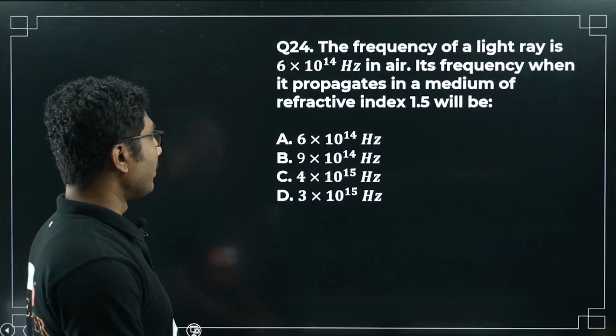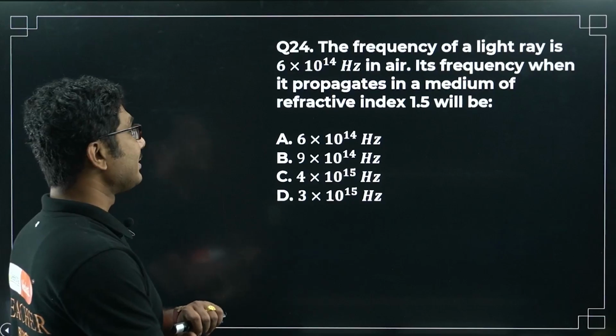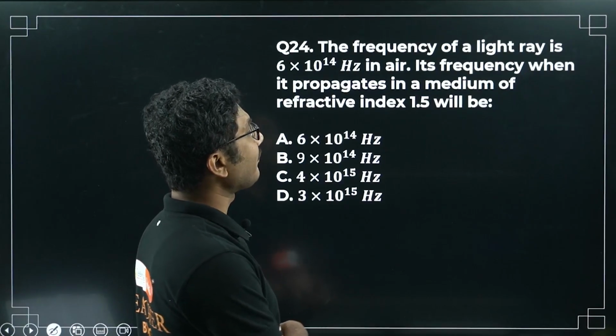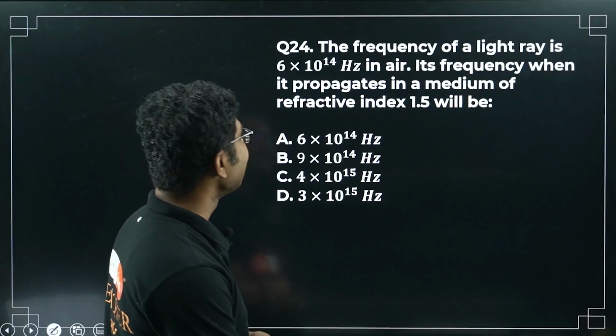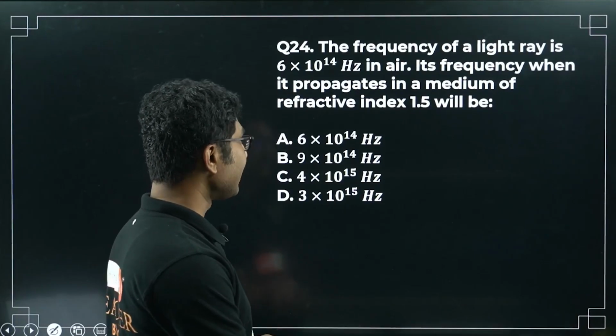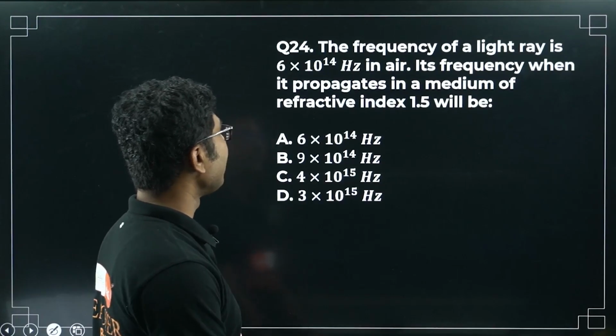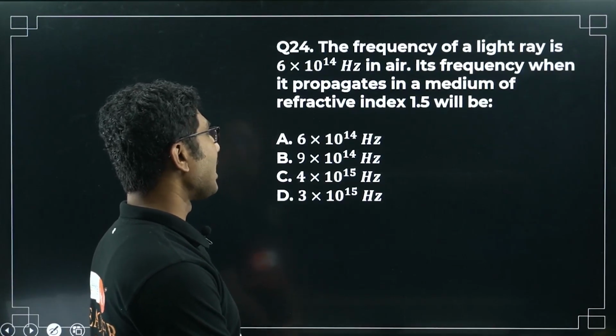Question number 24, another easy question. This question may be very confusing, but it's actually a very easy question. The frequency of a light ray is 6 times 10 to the power 14 Hz in air. Its frequency when it propagates in a medium of refractive index 1.5 will be?